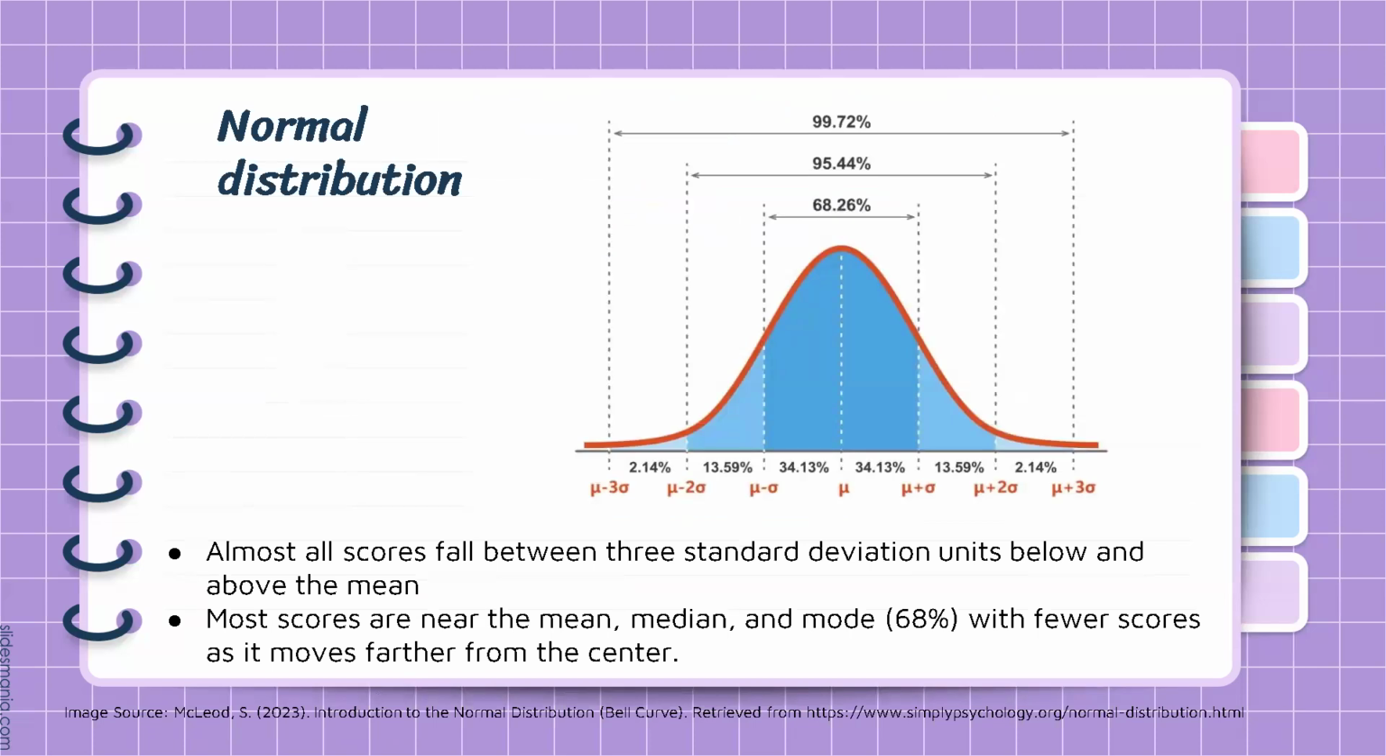In a normal distribution, almost all, or approximately 99.7% of data points or values fall between 3 standard deviation units below and above the mean. We can see that in a normal distribution, approximately 2/3 or 68% of the data points or values lie within 1 standard deviation of the mean, with 34.13% of data points or values lying between the mean and 1 standard deviation above the mean, and an equal proportion of data points or values lie between the mean and 1 standard deviation below the mean.